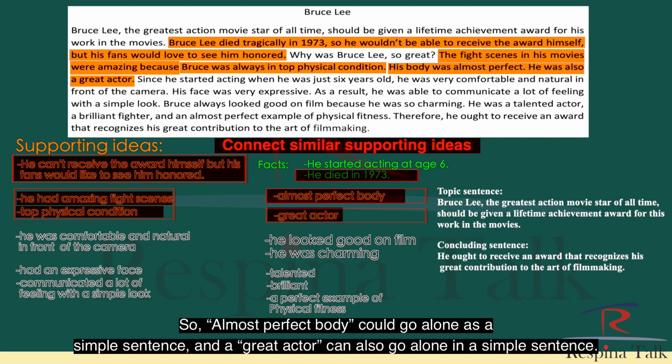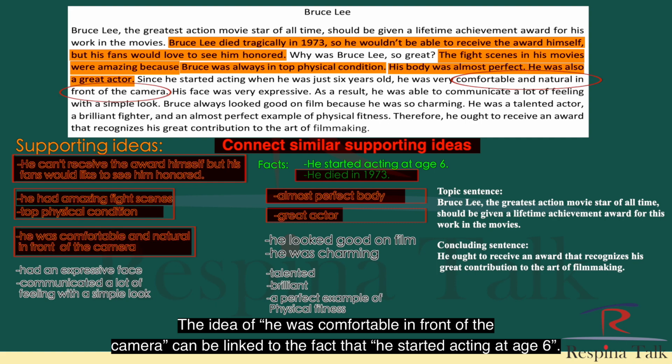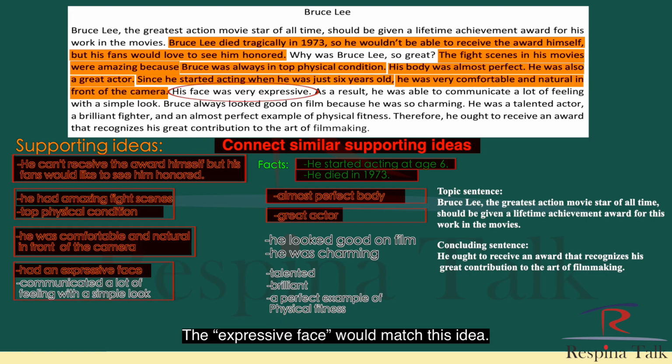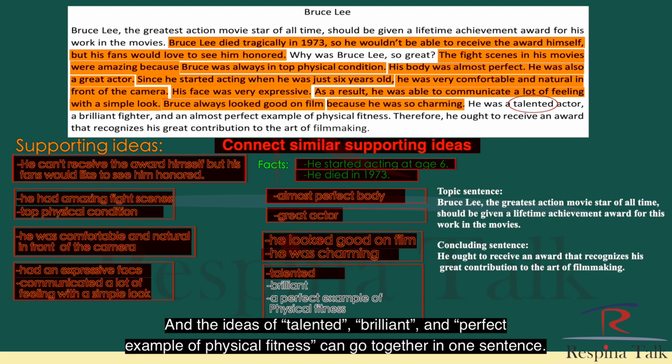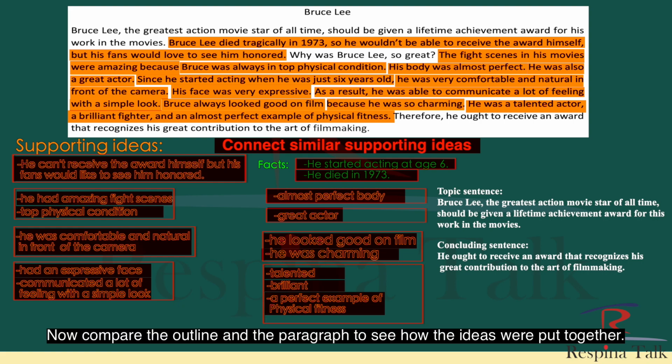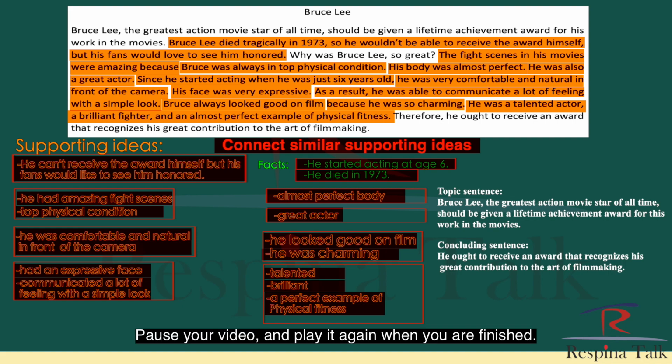The idea of he was comfortable in front of the camera can be linked to the fact that he started acting at age 6. The expressive face would match this idea. The idea of looked good on film matches with the idea of charming. And the ideas of talented, brilliant, and perfect example of physical fitness can go together in one sentence. Now compare the outline and the paragraph to see how the ideas were put together. Pause your video and play it again when you're finished.